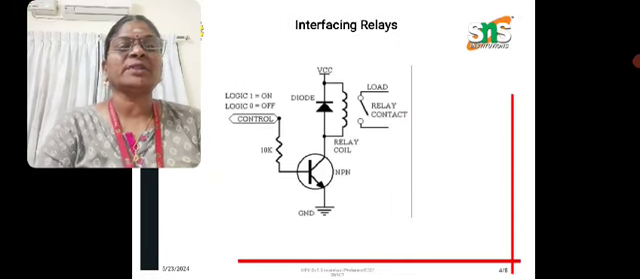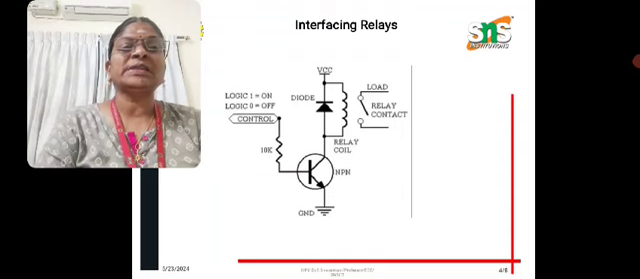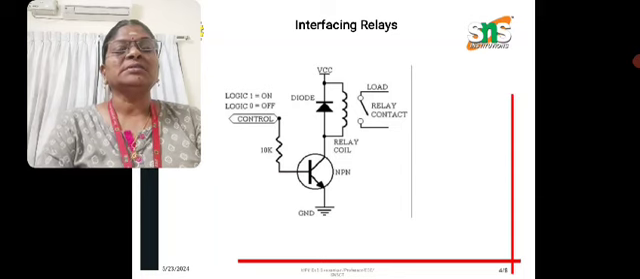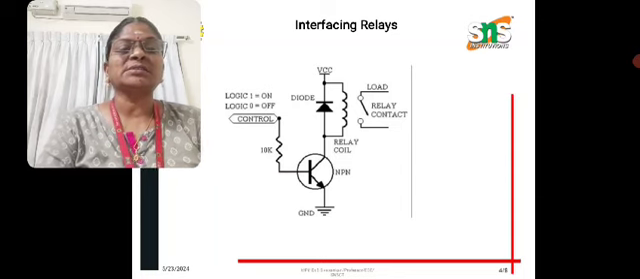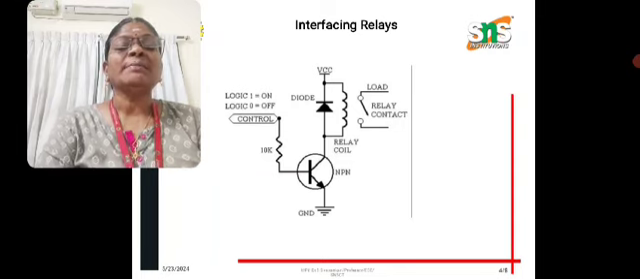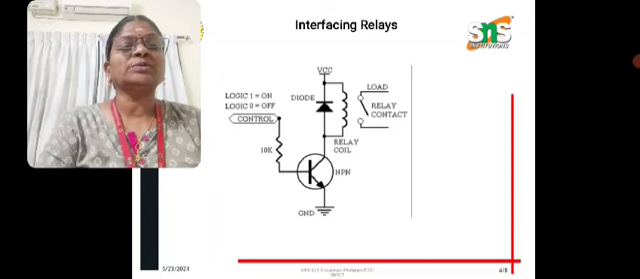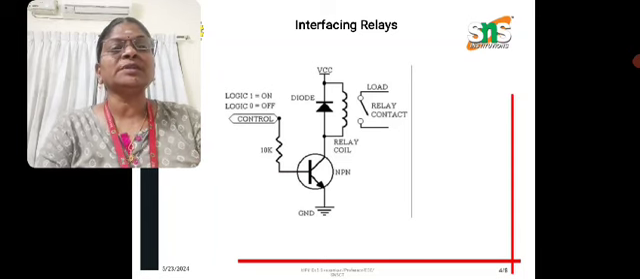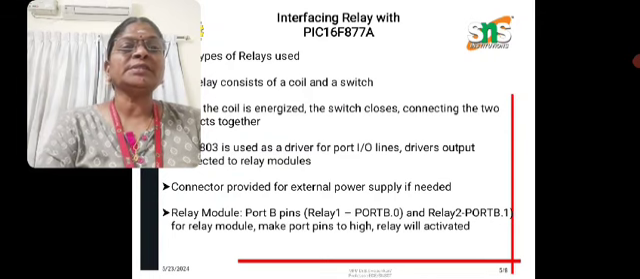So here we have a transistor whose emitter is grounded, and the collector is connected with the diode and the relay connection, supply, load, then relay contact. If your input is logic 1, then the transistor will be on, and if your input is logic 0, the transistor will be off, and you have a control circuit here. By using this control input, you can give the input and get the output. Okay, so how are we interfacing a relay with our PIC microcontroller, PIC16F877?